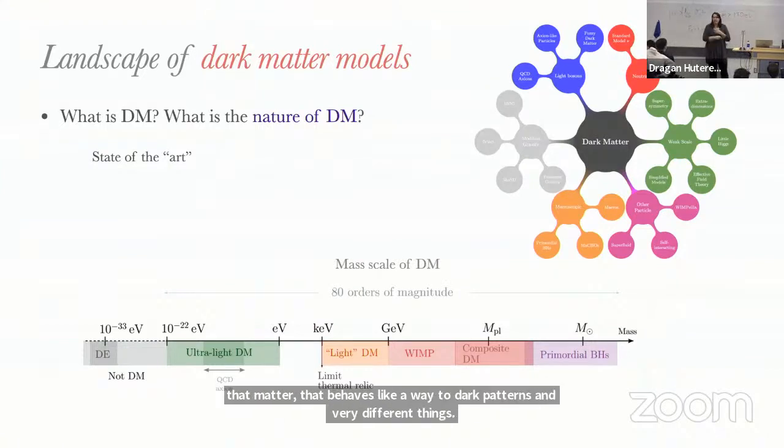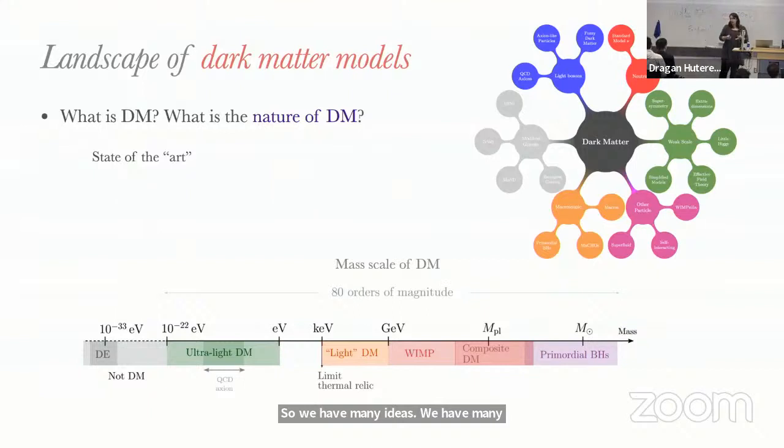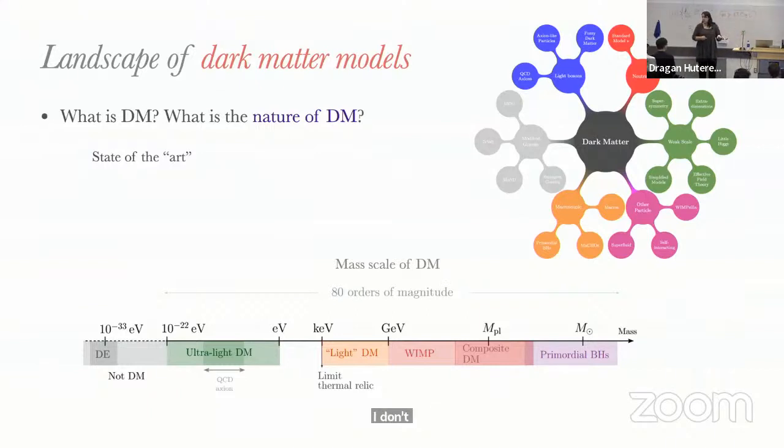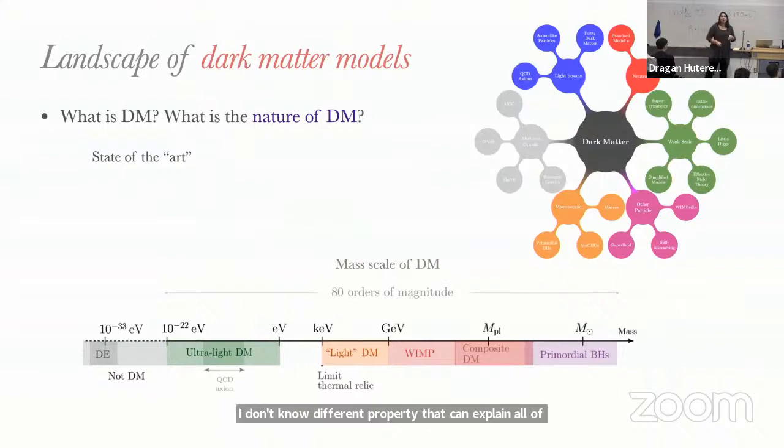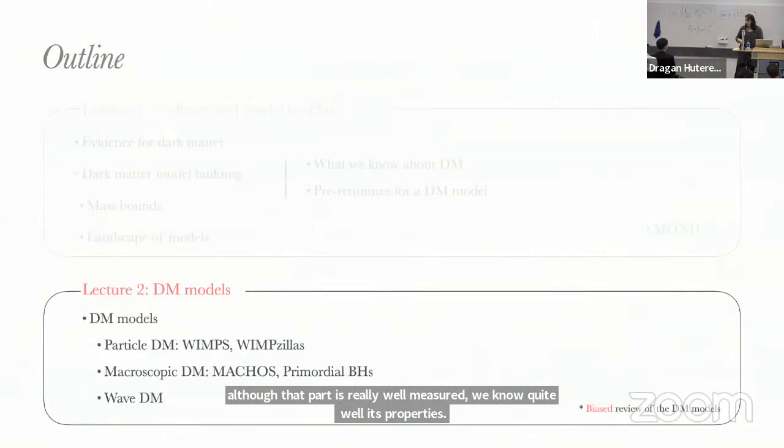So we have many ideas. We have many different types of dark matter with different properties that can explain all of those properties that we measure. So although dark matter is really well measured, and we know quite well its properties, it still allows a huge amount of models. And today we're going to talk about them.